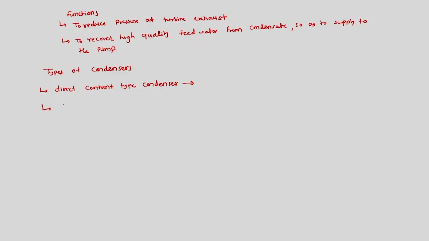And there is one more, which is the surface condenser. Here the cooling water and the steam will not come in contact with each other, and there will be heat transfer. So this type of condenser is a heat exchanger, mostly a shell and tube type heat exchanger, where heat will get transferred through a certain medium between the steam and the cooling water. So let us see some sketches for the types of condenser.